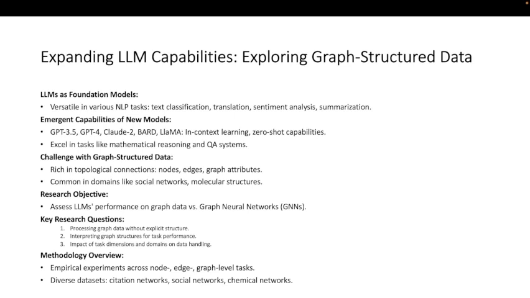This paper sets out to explore whether the strengths of LLMs can extend to understanding and predicting outcomes based on graph structured data. To thoroughly assess their capabilities, the authors have conducted a series of empirical experiments comparing the performance of LLMs with specialized graph models like graph neural networks, or GNNs. The experiments covered diverse tasks across node, edge, and graph level predictions in various domains such as citation networks, social networks, and chemical networks.